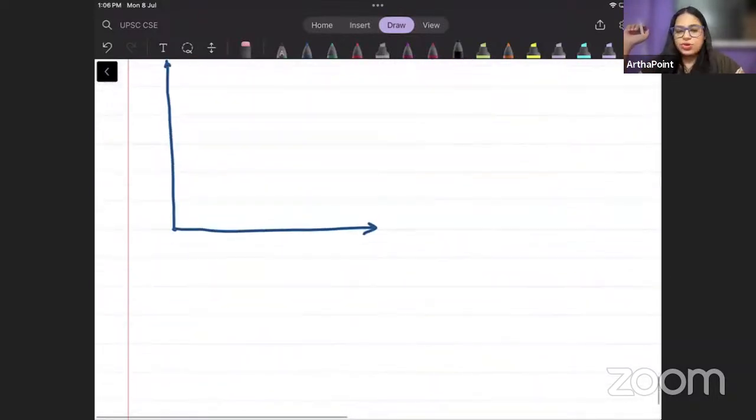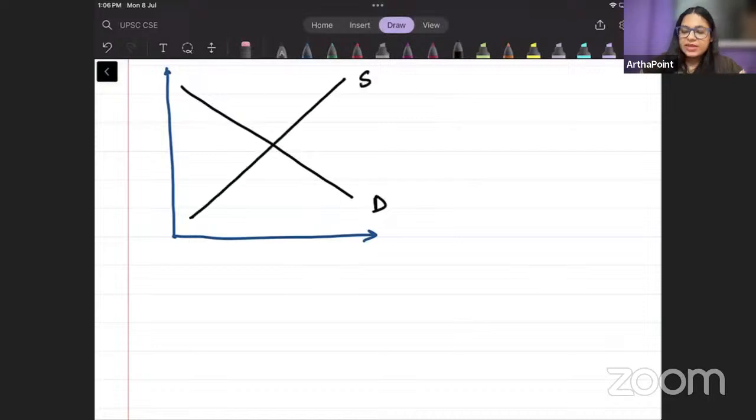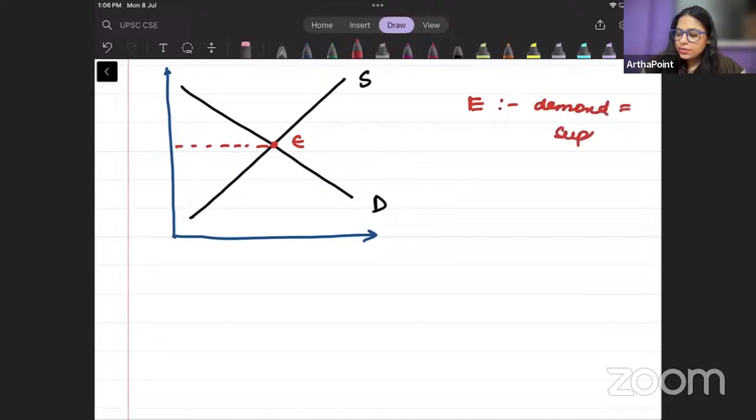Okay. So let us say this is my demand curve, and this is my supply curve. Suppose this is my initial point E. By equilibrium, I mean that demand must be equal to supply. So this is the price I have achieved, and this is my quantity.